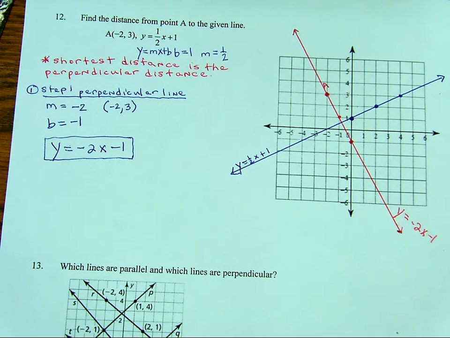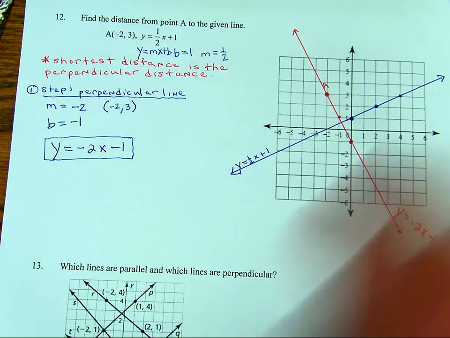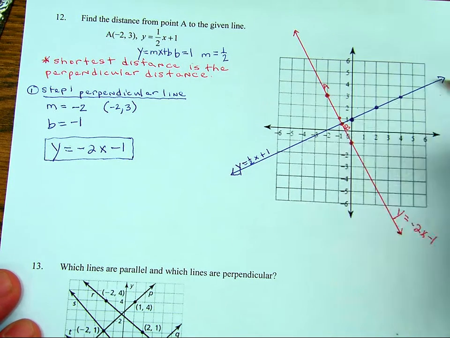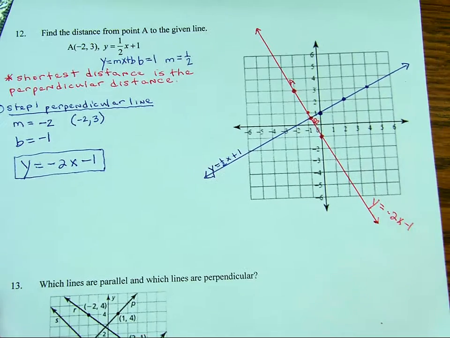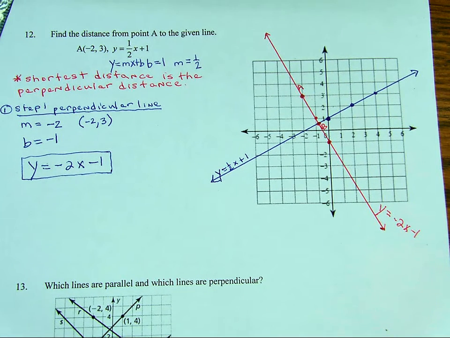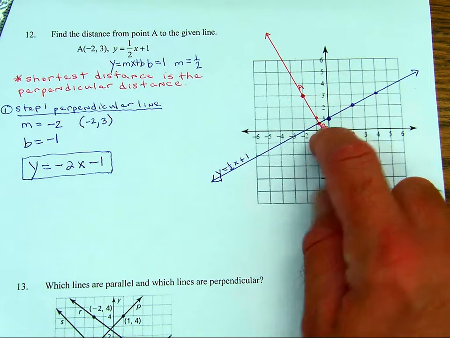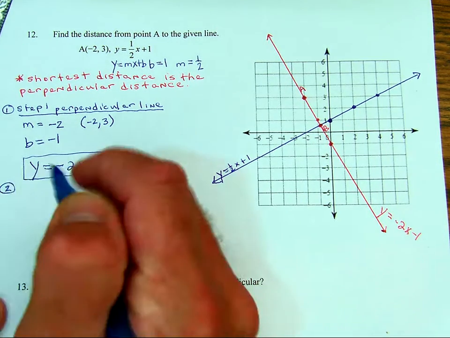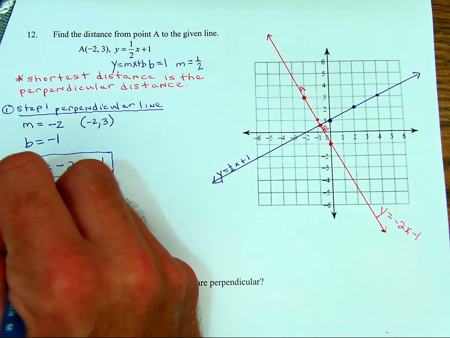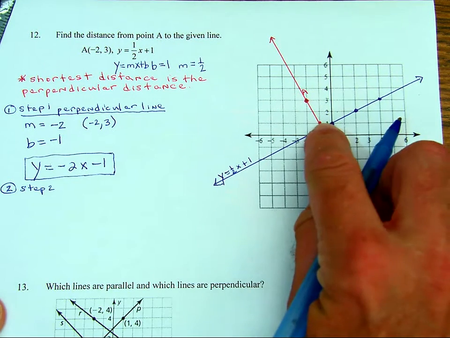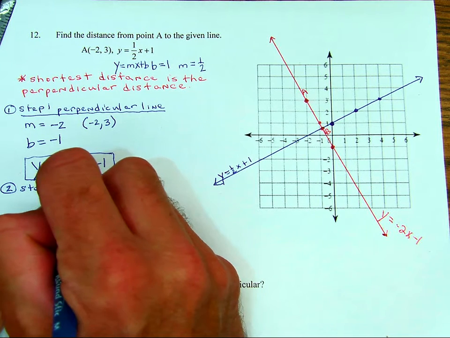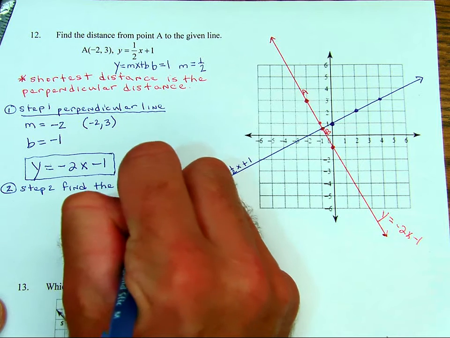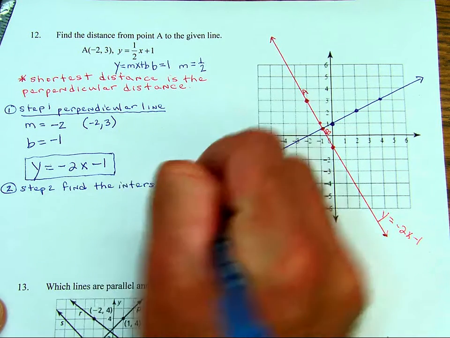Okay, in order to find the distance from point A to the line, I need to find the coordinates of this point. I'll call it point B. And unfortunately, it's not on grid lines. So to find the distance between A and B, I need to find the ordered pair for point B. So I'm going to do what's called solving the system of equations. So step 2, we're going to try and find where these two lines intersect. So I'm going to say find the intersection of the two lines.